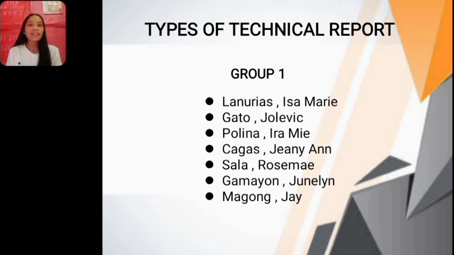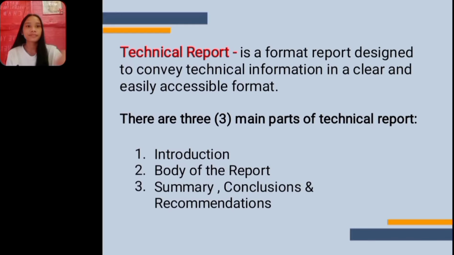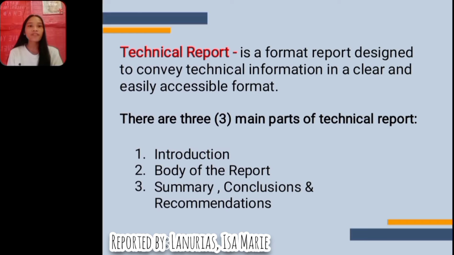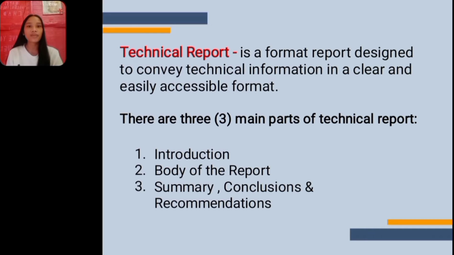So our assigned topic is all about types of technical report. But before that, let's find out what the technical report means. A technical report is a format report designed to convey technical information in a clear and easily accessible format. And also, there are three main parts of a technical report: the introduction, the body of the report, and the summary, conclusions, and recommendations.